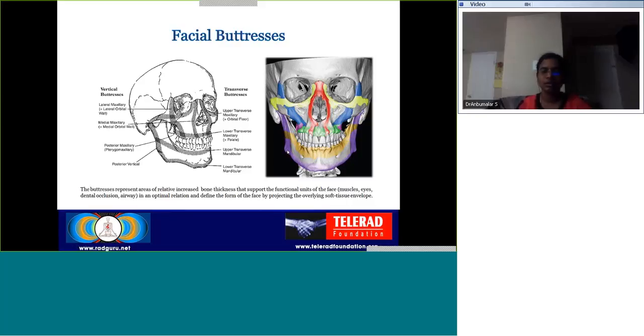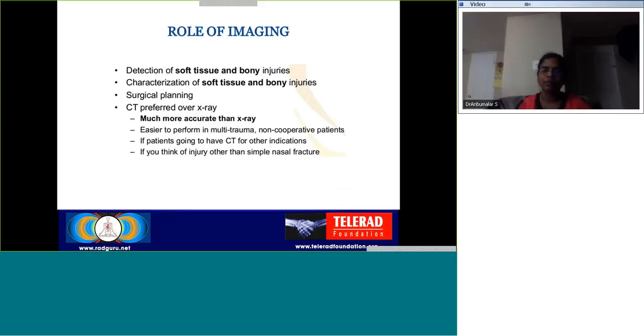When these supporting structures undergo undue force, they can fracture, resulting in complications. So the role of imaging is to detect the soft tissue and bone injuries for characterization and for surgical planning. As we all know, CT is preferred nowadays over X-rays, giving a more accurate diagnosis, and it's easier to perform in multi-trauma and non-cooperative patients. A simple nasal fracture is easily diagnosed clinically. If you suspect more than one fracture, then we can go for CT maxillofacial imaging.